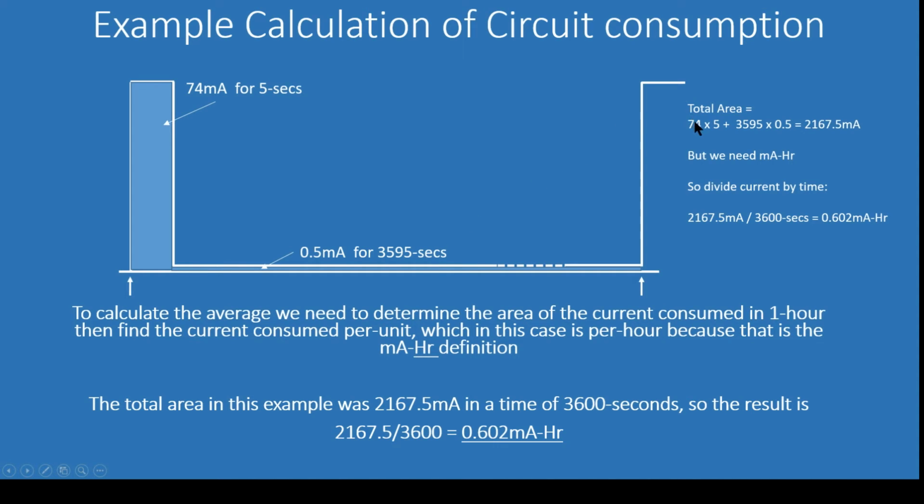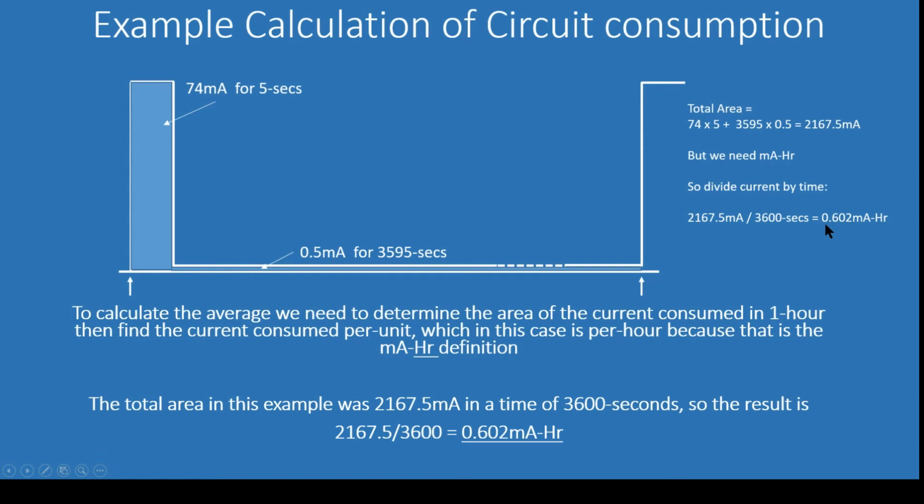So the total area is 74 times 5 plus 3,595 times 0.5 milliamps. So that's the total current demand over 1 hour. But we need the answer in milliampere hours, so we divide the current by our time reference, which is 3,600 seconds, and you get the result 0.602 milliampere hours.